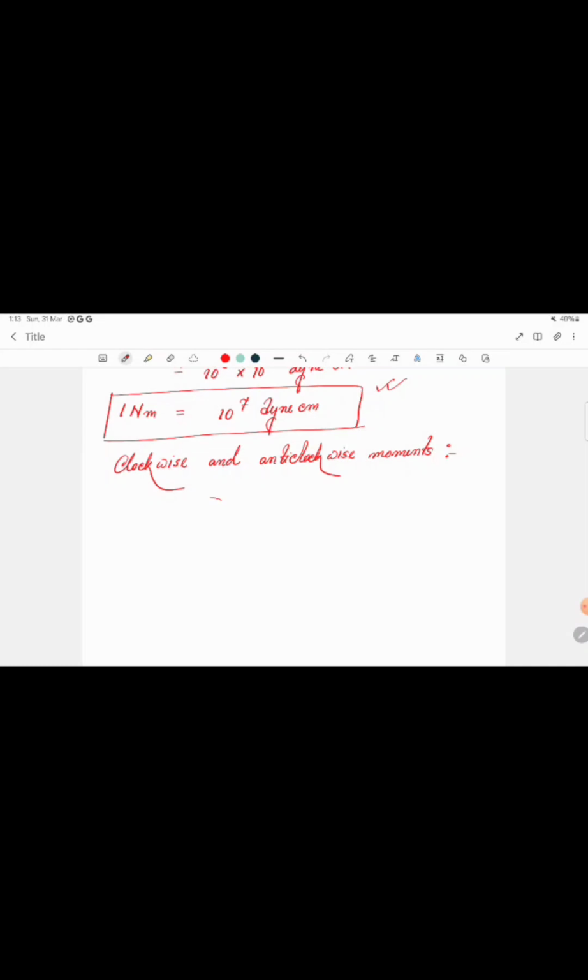Suppose we are having a body. We are applying some force in this direction or at this point. So obviously if we apply some force in this direction, the body will rotate in this direction. So this one is known as the clockwise moment.